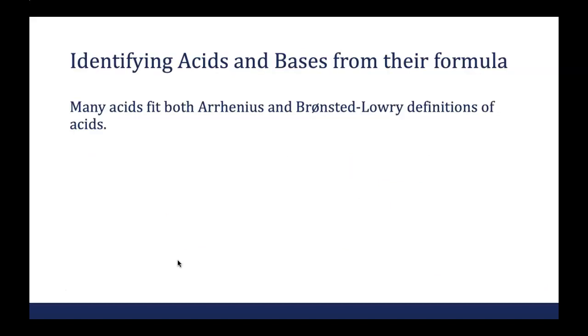So if we just looked at a chemical formula, could we tell if it's an acid or a base? Well, sometimes yes. Sometimes we might need to know more. We might need to see the structure. But there are some simple identifiers that we can use. So for acids, a lot of acids actually fit both Arrhenius and Bronsted-Lowry definitions. So let's look at a couple.